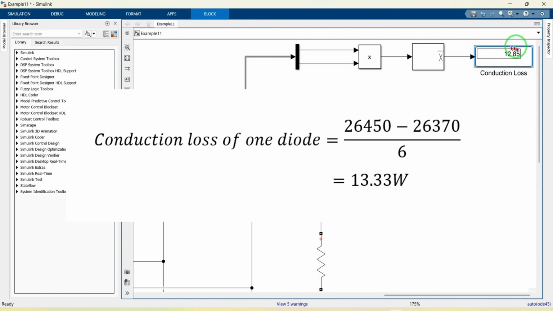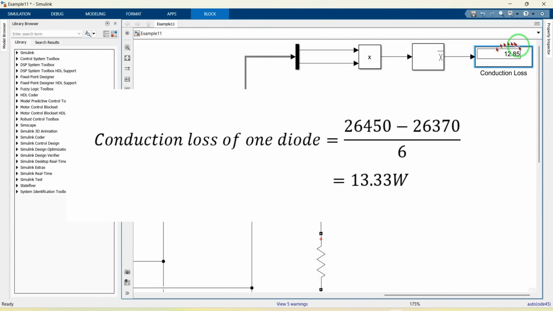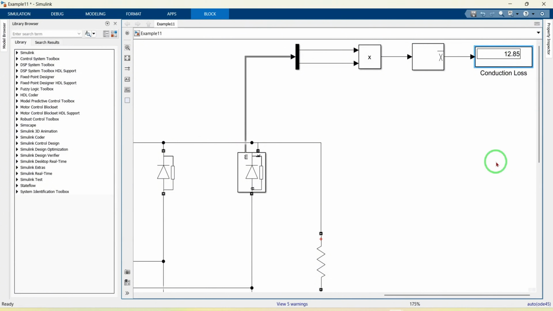The conduction loss is equal to 12.85 watts. The power measured at the diode measurement port is lower than the calculated value. This discrepancy arises because part of the power is dissipated in the snubber circuit, which is not included in the diode measurement.